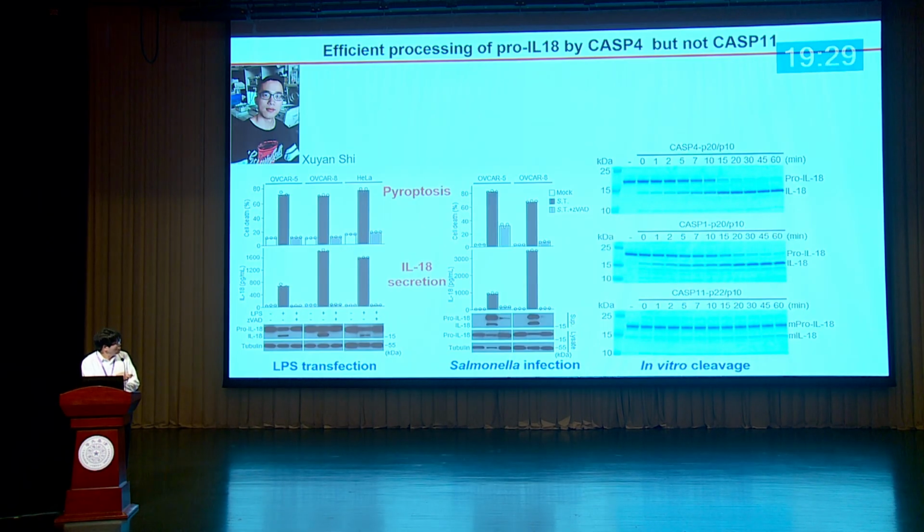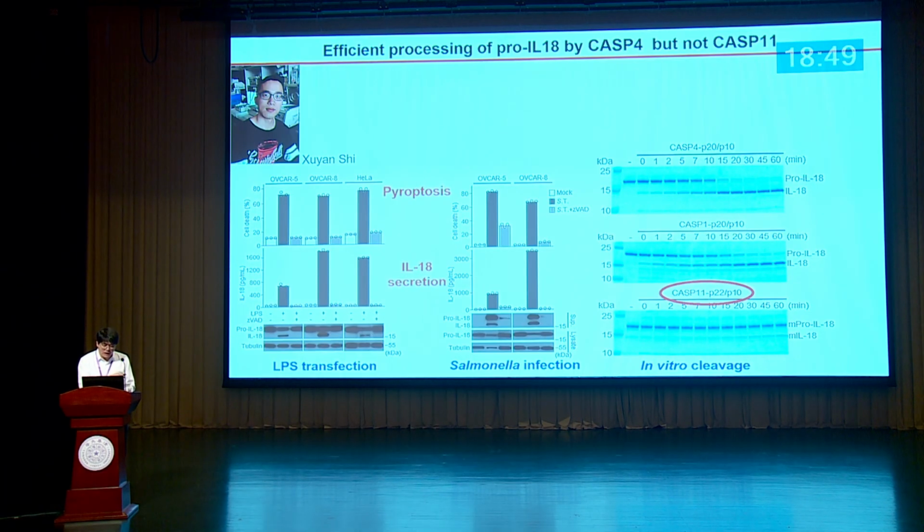And in vitro, if we took the active form of caspase 4 to cleave pro-IL-18, you can see very efficient conversion of pro-IL-18 into the mature form. The cleavage efficiency by LPS-activated caspase 4 is slightly higher than the canonical enzyme caspase 1. However, the mouse protein caspase 11, which is the ortholog of human caspase 4, can recognize cytosolic LPS and cleave gasdermin D to induce pyroptosis, but mouse caspase 11 barely cleaves mouse pro-IL-18.